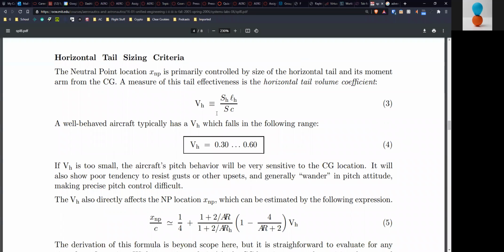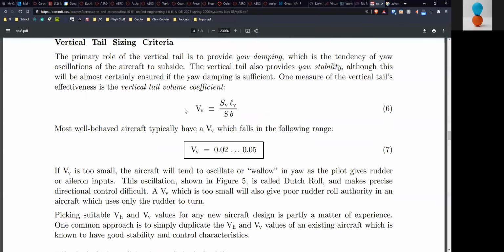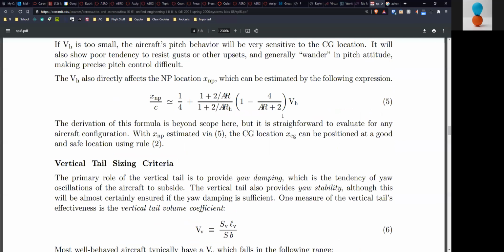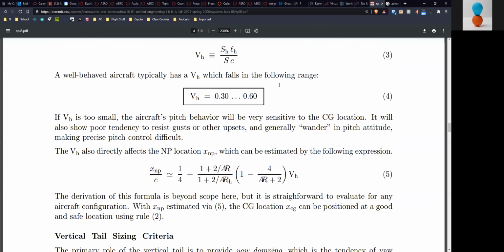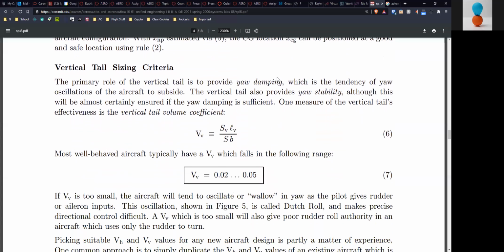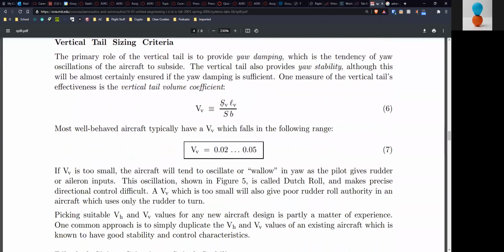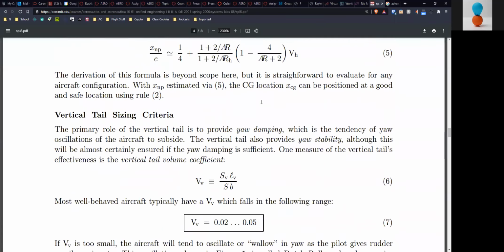So we need a rudder, and the rudder needs to be part of the vertical tail, aka the fin, and that needs to be sized according to this. So basically everything you need to size the tail is in here. You may have noticed that there's nothing that says you have to have a certain area or moment arm, and that's because you don't. You can choose that.